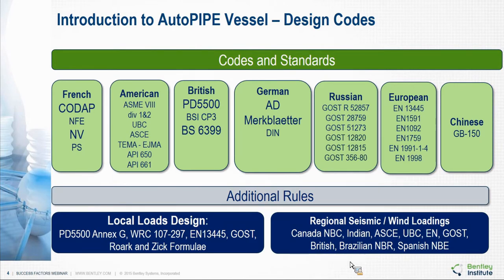There are other additional rules and codes and standards that are offered. You can design local load analysis in accordance with PD 5500 Annex G. The popular WRC Bulletin 107, 297, and EN 13445 you can use for local load design, as well as GOST and ROARK and ZICK formulae. You can perform regional seismic and wind loadings: Canadian NBC, Indian, ASCE, UBC, EN, GOST, British, Brazilian NBR, Spanish NB, as well as the Chinese wind and seismic codes.